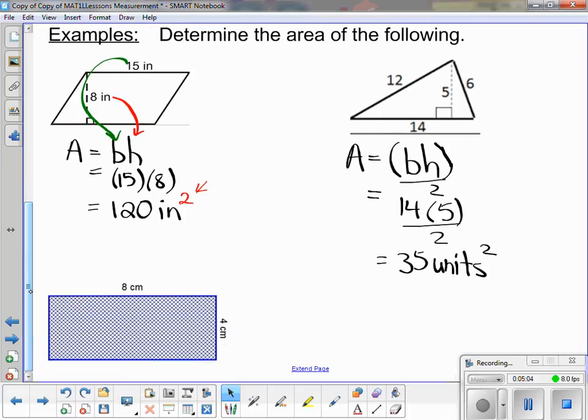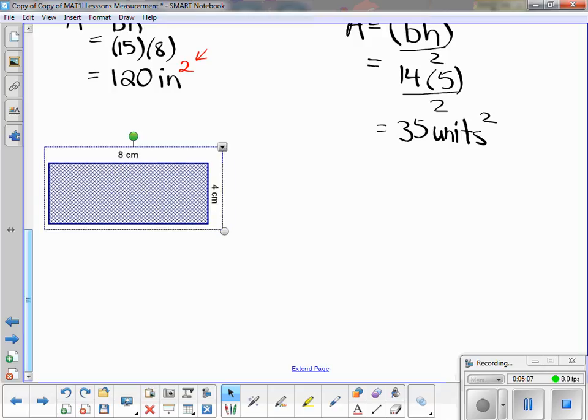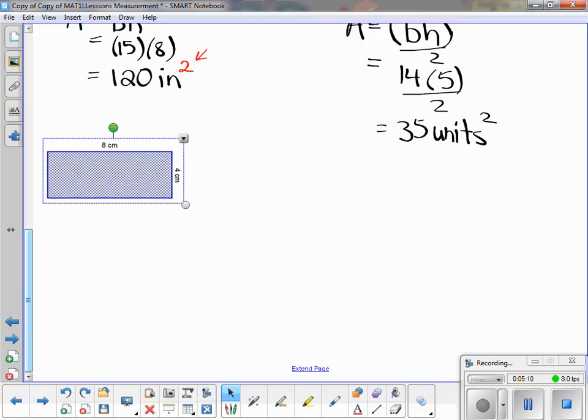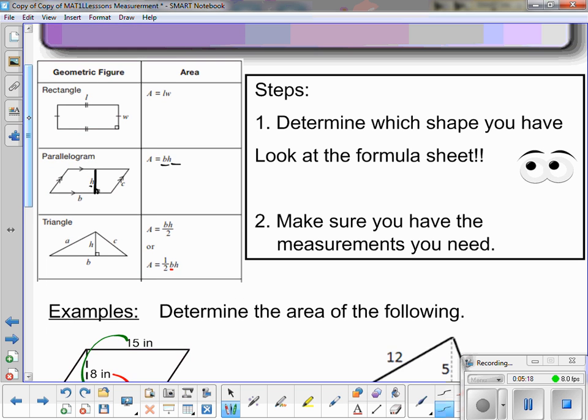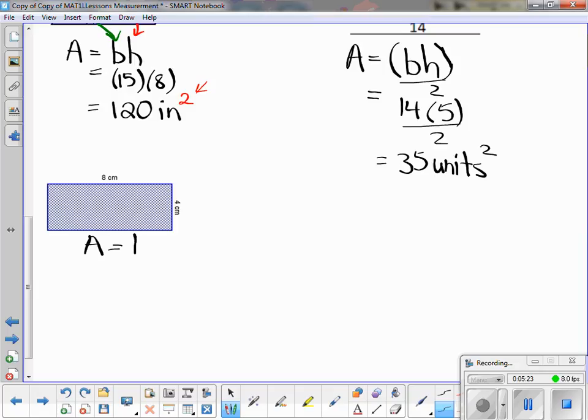And last one, maybe the easiest one, or at least the one that you've seen for a long time. This time it looks like a rectangle, and it is a rectangle. So the area of a rectangle, if I've forgotten it, I go up here and it says that area equals length times width. My next step was, do I have everything I need? Well, I have the length, which is 8, and I have the width, which is 4. So it's just 8 times 4, and that is 32. And this time they did give me units, so it's 32 centimeters squared.